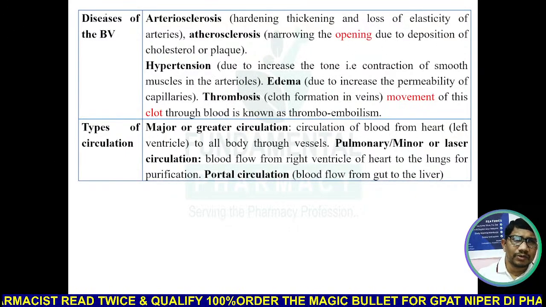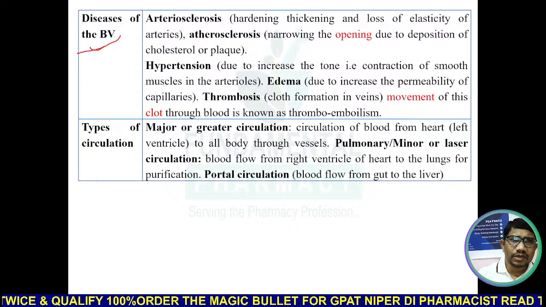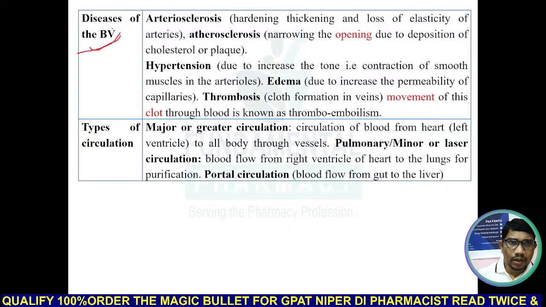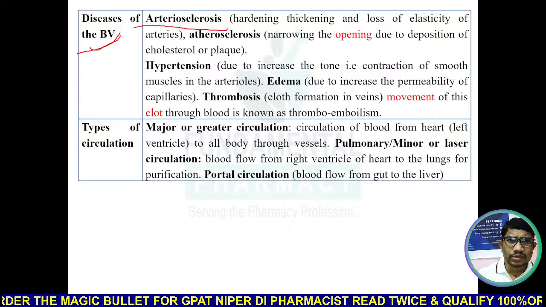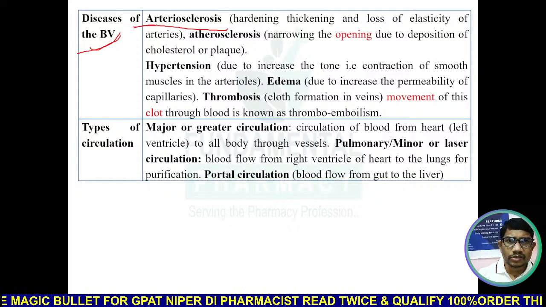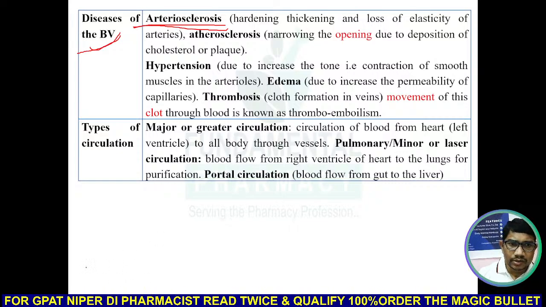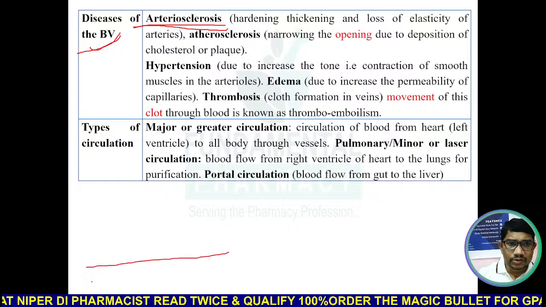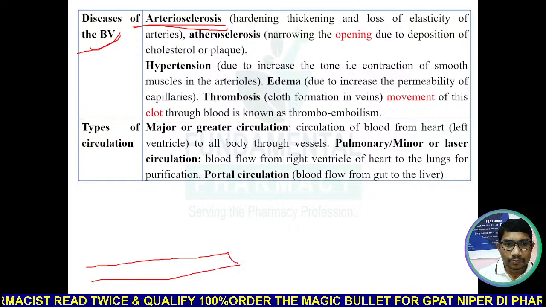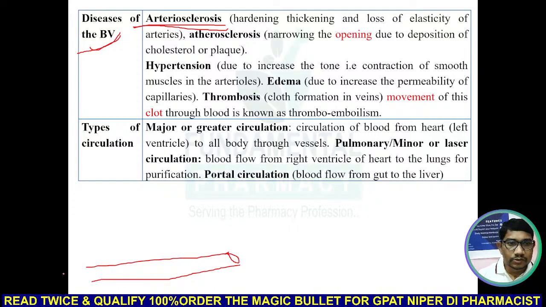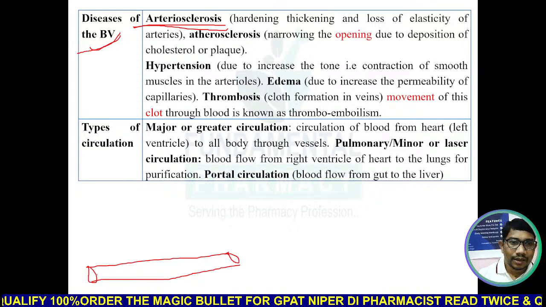So diseases of the blood vessel. The blood vessel है उसका diseases क्या है? Now first one is arteriosclerosis. So arteriosclerosis बोलते हैं. Arteriosclerosis or atherosclerosis. So what is that? Atherosclerosis or arteriosclerosis is nothing but the, suppose this one is your blood vessel. This one is your blood vessel known as an artery, right?